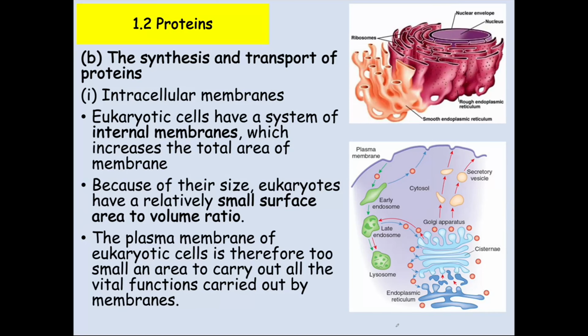Intracellular membranes are so important for a cell because eukaryotic cells have a system of these which increases the total area of membrane. Now, you might be thinking, why is it important to have a huge area of membrane within the cell? Well, we have a plasma membrane on the outside, but because of the size of the cell, eukaryotic cells have a relatively small surface area to volume ratio. So by having more membrane within the cell surrounding many of the cell structures, that improves that ratio. It gives us a greater total surface area of membrane.